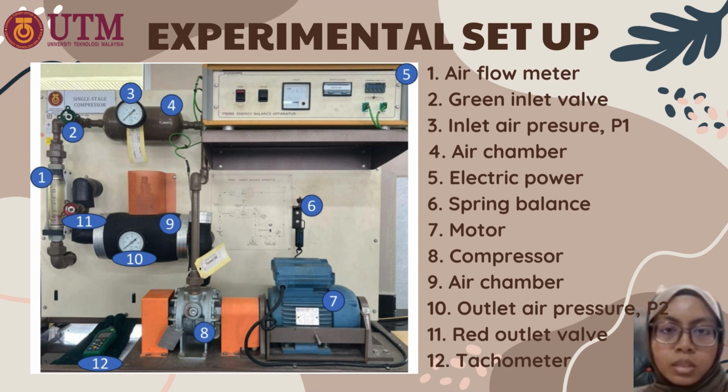Tenth is the outlet air pressure, P2. You need to take the reading of P2 from the outlet air pressure. Eleventh is the rate inlet valve. And the last is the tachometer. We use the tachometer to measure the speed of the working engine.